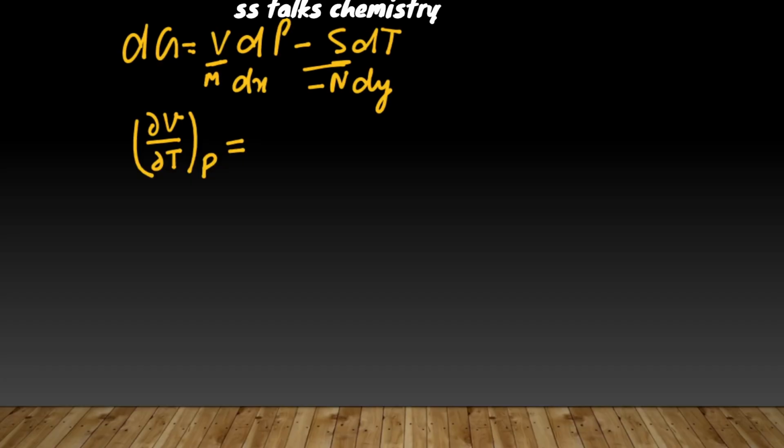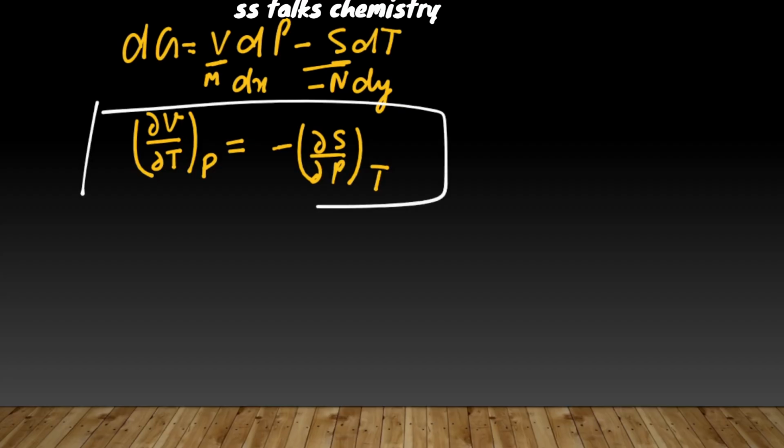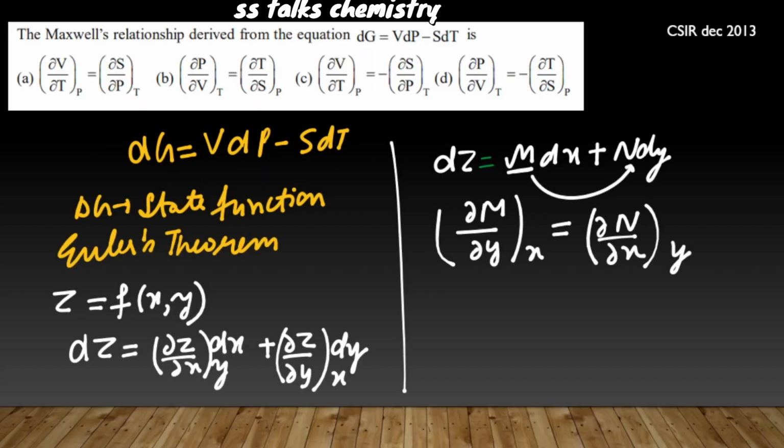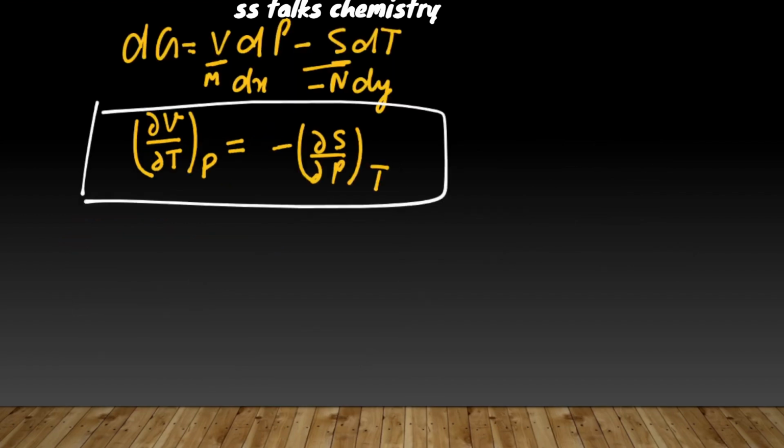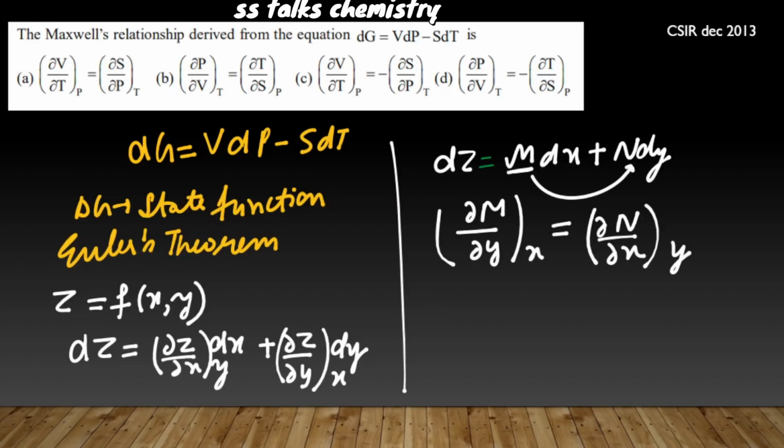This is equal to minus of the del S by the del T at constant temperature. This is what this expression is going to be. Okay, I hope the complete concept is clear. So del V by del T at constant pressure is minus of the del S by the del P at the constant temperature. That means option C is the right answer.